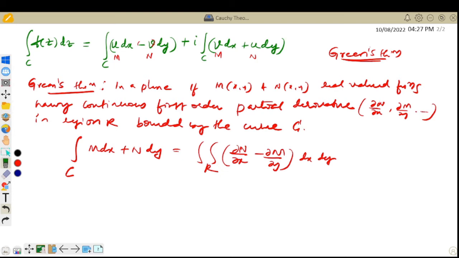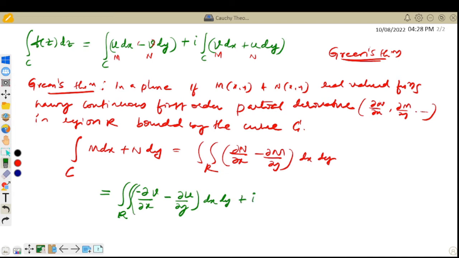Very easy one, students. Everyone will understand. First you can write double integration over a region R, dou N by dou x, N means here minus v, so it will become minus dou v by dou x minus dou by dou y of M, M means u, into dx dy.